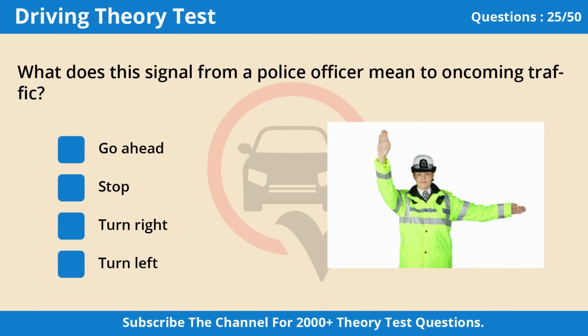Question 25. What does this signal from a police officer mean to oncoming traffic? A. Go ahead. B. Stop. C. Turn right. D. Turn left.